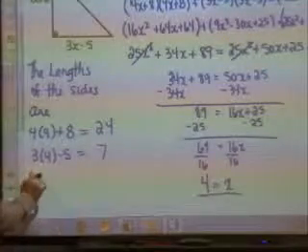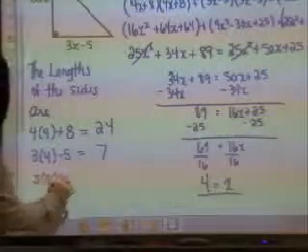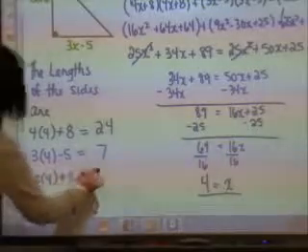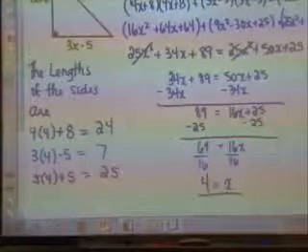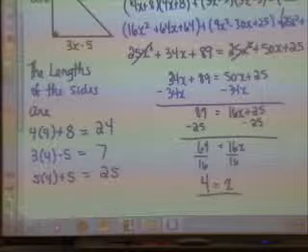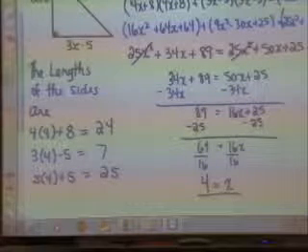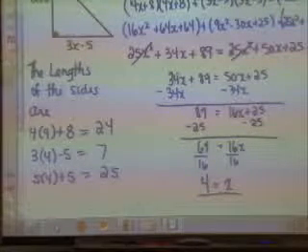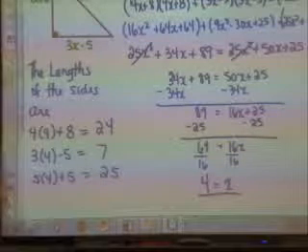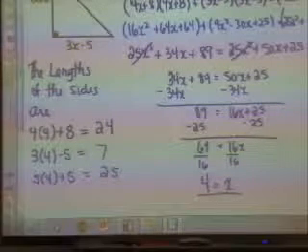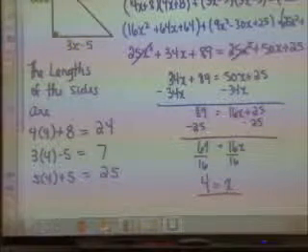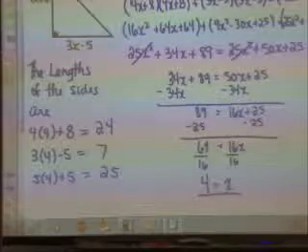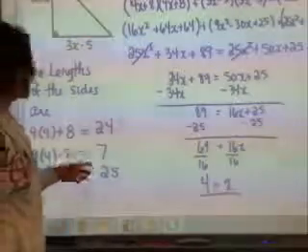And then 5 times 4 plus 5. And I could check this. 24 squared plus 7 squared, what does that equal? 625. And what is 25 squared? 625. So I could check this.